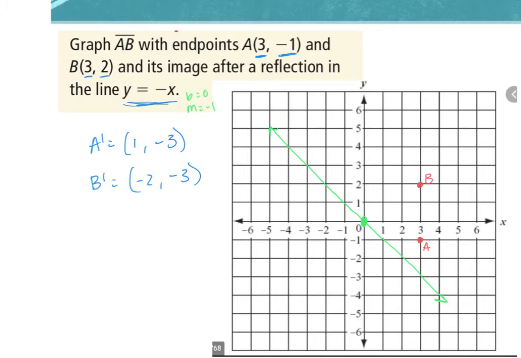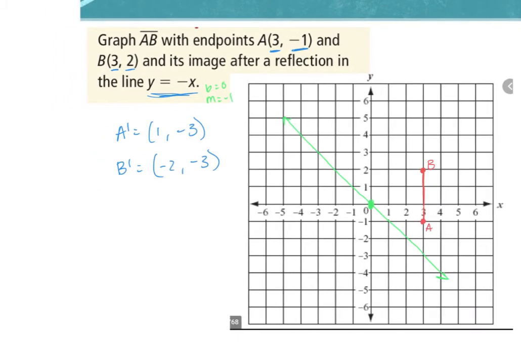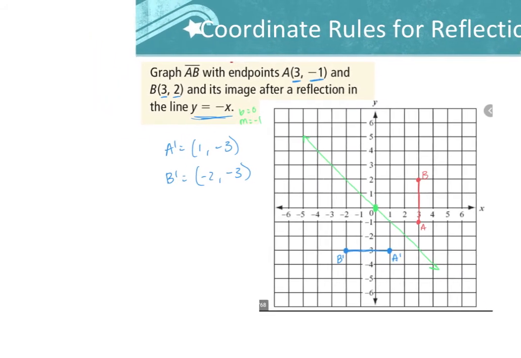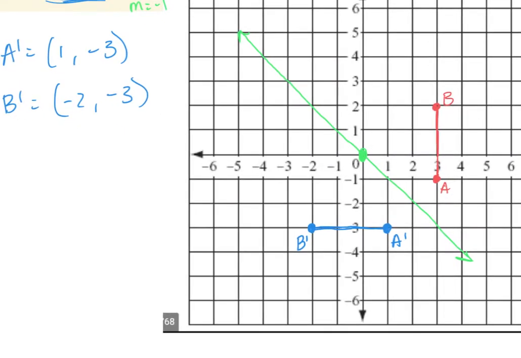Okay? So the line segment AB is then just going to flip over this line of symmetry. And let's see what it turns into. A prime is now (1, -3). That's right here. A prime. And B prime is now (-2, -3). That's right here. These line segments should be exactly the same length. Okay? Because we're not changing the shape at all. We are just reflecting it over a line. Okay? And it looks like they are.